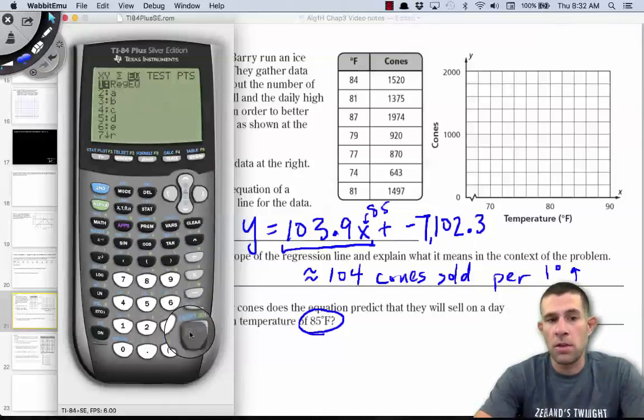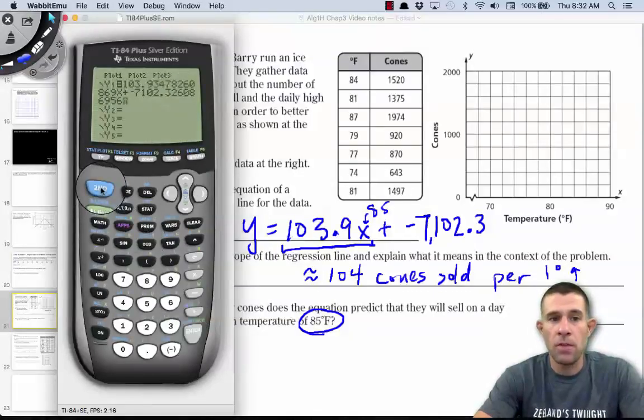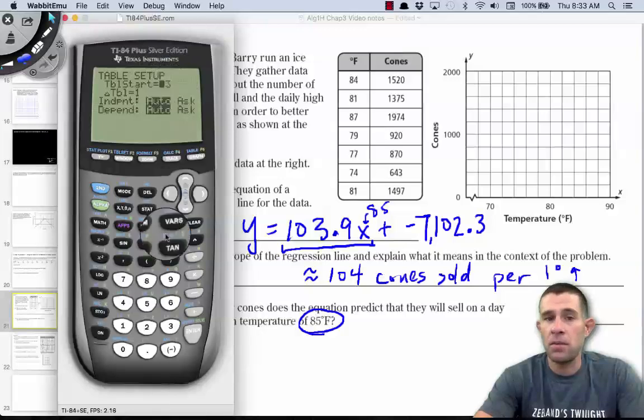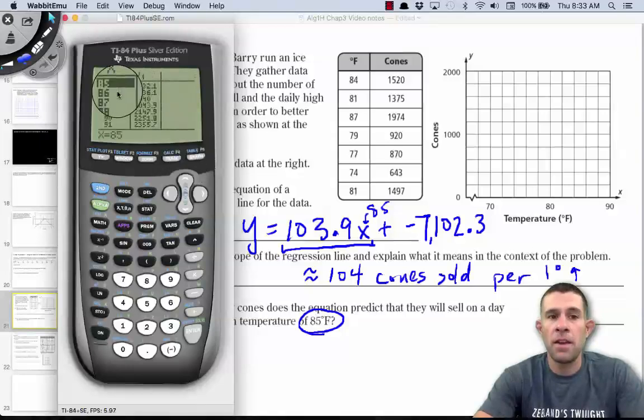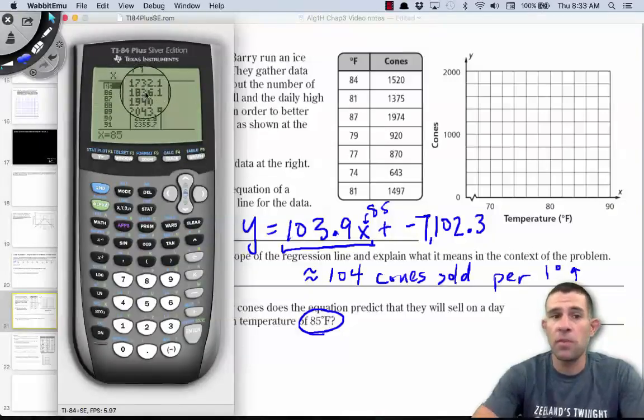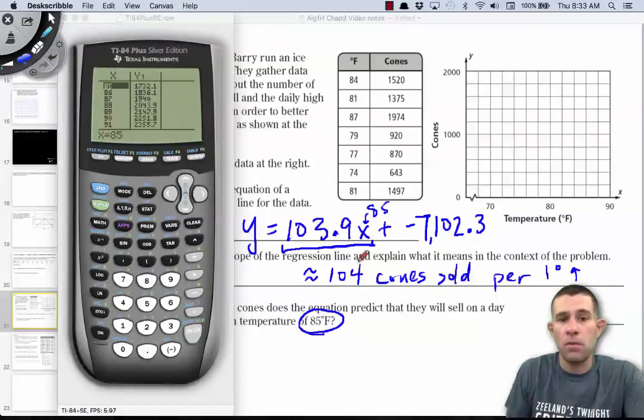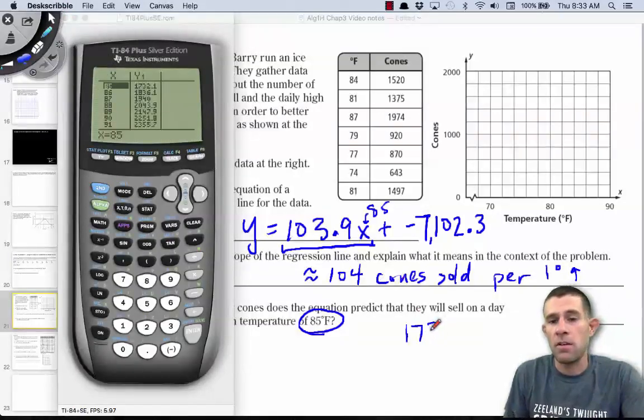over to equation, regression equation, and now I'm going to go to my table. Now I want the degree of 85, but I see that that's going to take me a long time to scroll down there. I can do this a quicker way. If I go to second function, table set, I can set my table to start at 85 degrees. Now when I go back to my table, I can see it starts here at 85, so it looks like it's going to predict that I will sell 1,732 cones. So let's go back, we'll write that in, 1,732.